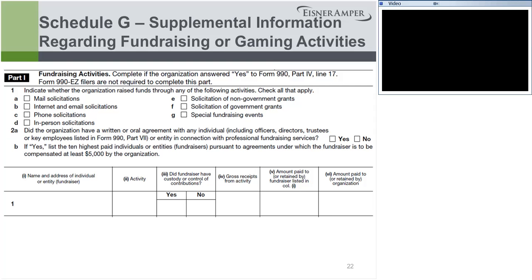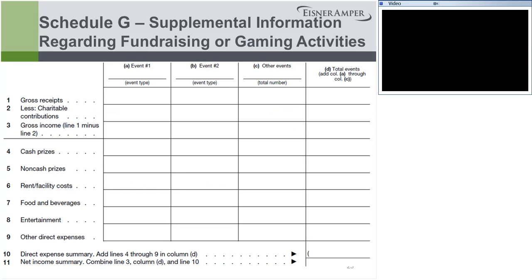And what you would do is when it says activity, you can say event planning. And when it says, do they have custody, you can check the box no. And if you want, you can further describe, this person never contacted our donors, never controlled our cash, etc. They were an event planner who happened to be registered as a professional fundraiser. Okay. And so here's where it's talking about the fact that you get to list your events.